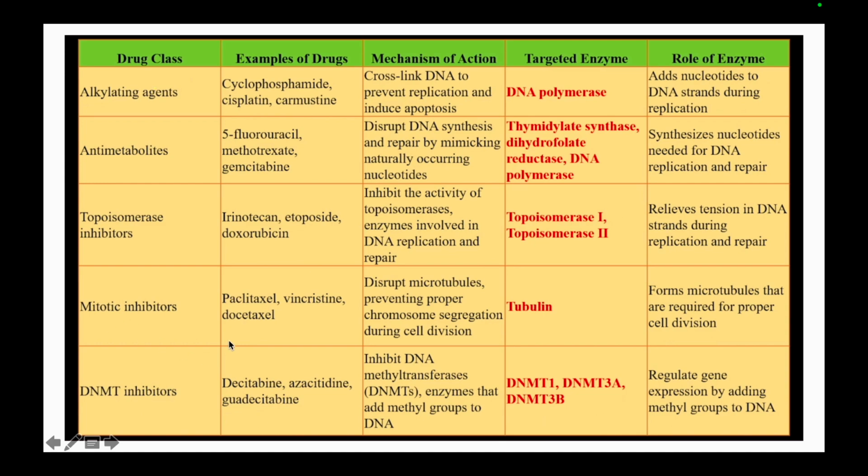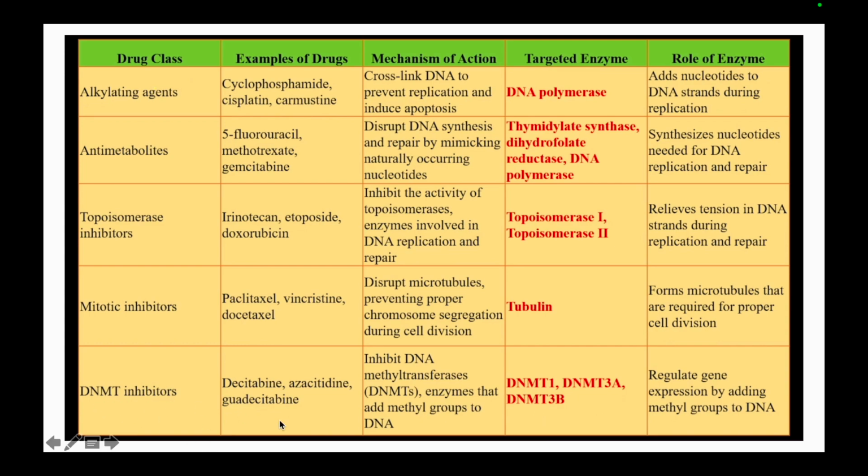Then we have mitotic inhibitors like paclitaxel and vincristine. These disrupt the microtubules and prevent chromosome segregation. The main target enzyme is tubulin. If the chromosomes are not properly segregated, it will lead to a blockage in the cell cycle checkpoint and it will lead to apoptosis.